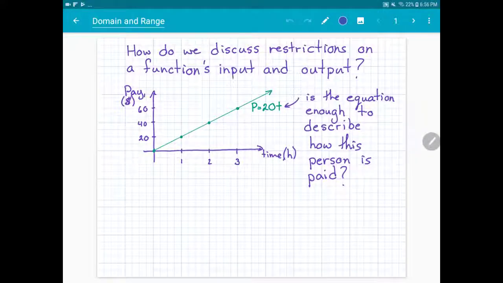Hello everyone, and welcome to the next in our series of videos on functions. What we're talking about today is an important part of what a function is, because most functions can't really be discussed for any values. So when we look here, what we're really asking is, how do we discuss what you can and can't put into a function and what you can or can't get out?